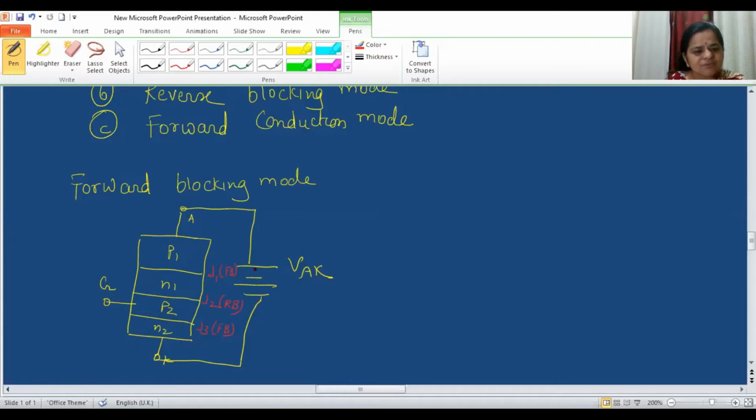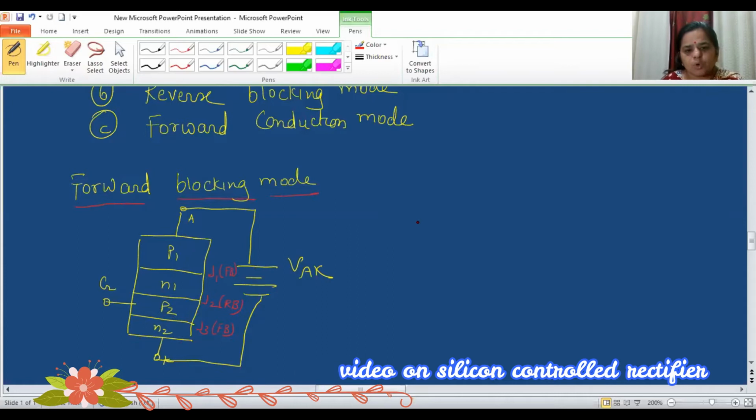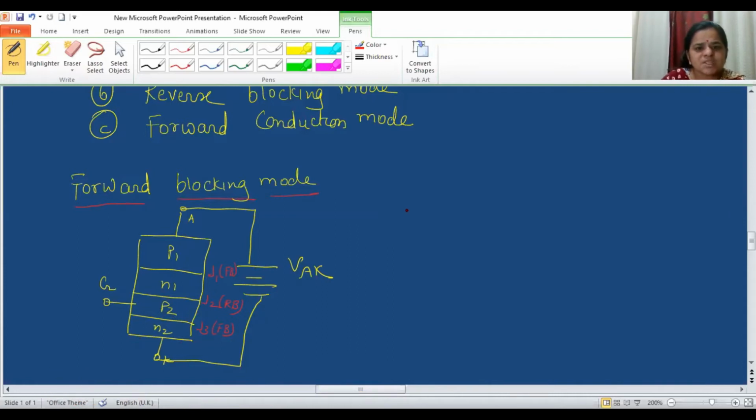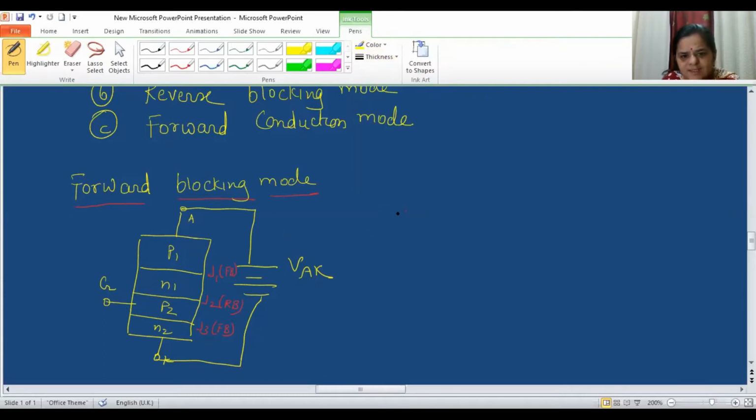So the current cannot flow from anode to cathode, as the middle junction is reverse bias. As the device is forward bias, this is called forward. As the current cannot flow through the device, it is called a blocking mode. So this mode is called the forward blocking mode, and in this condition the device is acting as an open circuit. Why? Because the middle junction is reverse bias.